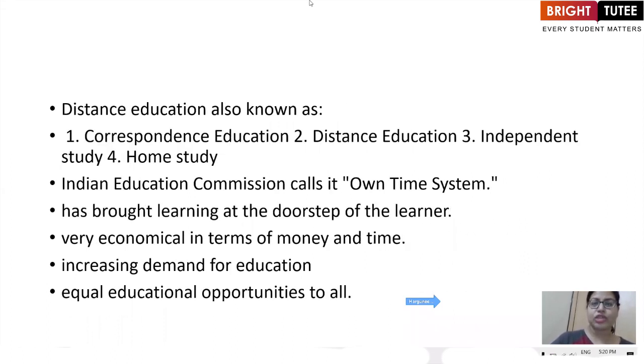Yes, distance education is also known as correspondence education. It's also referred to as independent study. Why? Because it is largely self-paced in nature, home study. You get the material, you study it at your convenience, at your home only. The Indian Education Commission calls it the own time system because it's essentially self-paced learning.